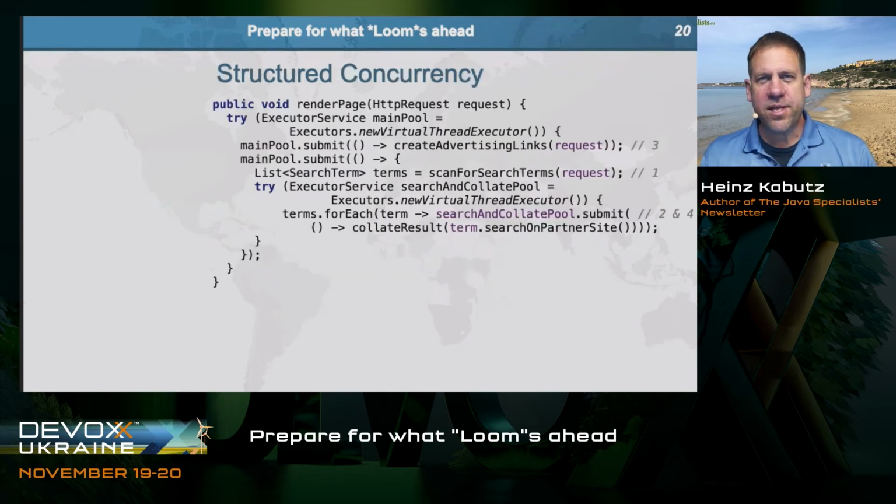So using that approach, we can actually rewrite the code and make it even a bit easier. We can put a try and have a try-with-resources with our executor service mainPool equals new virtual thread executor.